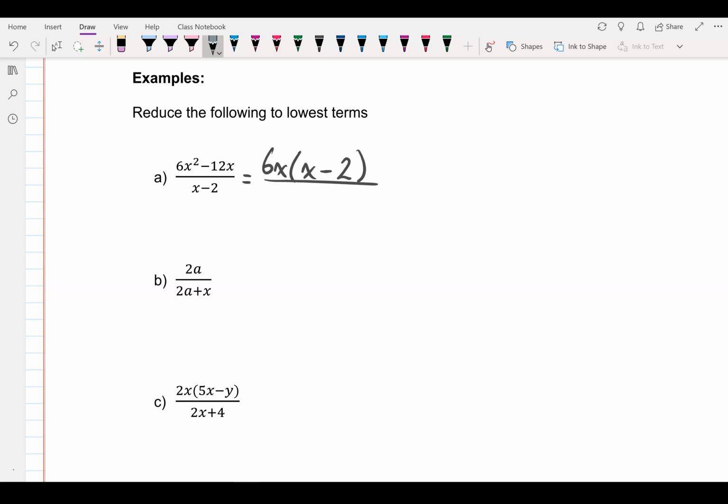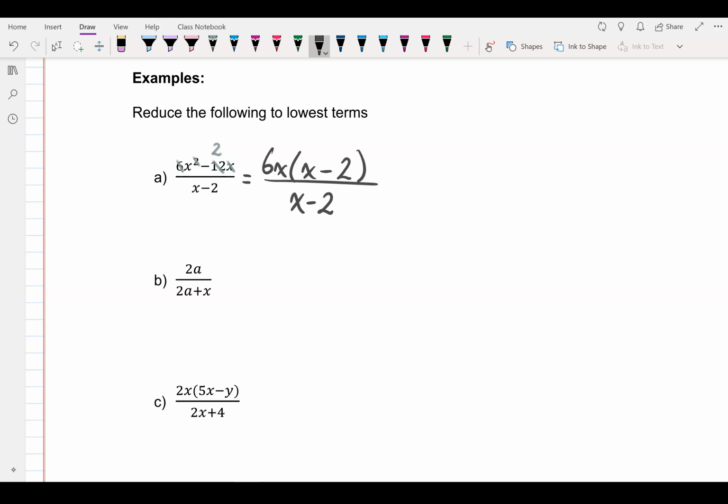How did I get that? Well, 6x squared divided by 6x leaves x. Take the 6 out, take one of the x's out. In this case, the 12 was divided by 6, leaves a 2, and the x was taken out, so x minus 2. On the bottom, I have an x minus 2. Now we have a really nice situation. We can cancel this.